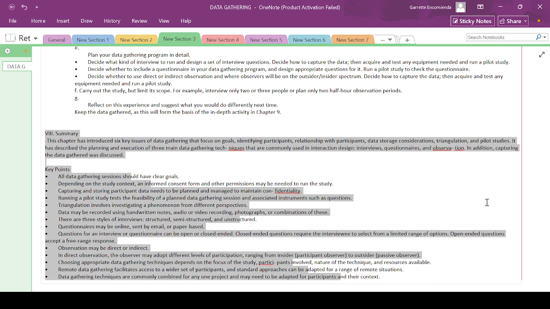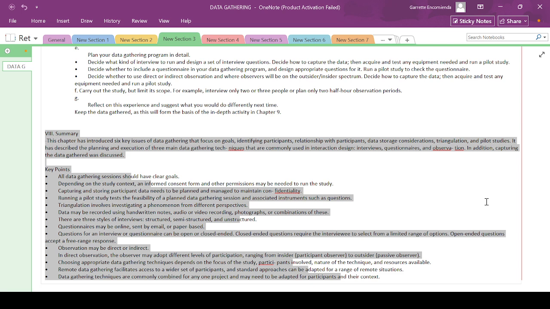Key points: all data gathering sessions should have clear goals. Depending on the study context, an informed consent form and other permissions may be needed to run the study. Capturing and storing participant data needs to be planned and managed to maintain confidentiality. Running a pilot study tests the feasibility of a planned data gathering session and associated instruments such as questions. Triangulation involves investigating a phenomenon from different perspectives. Data may be recorded using handwritten notes, audio or video recording, photographs, or a combination of these.